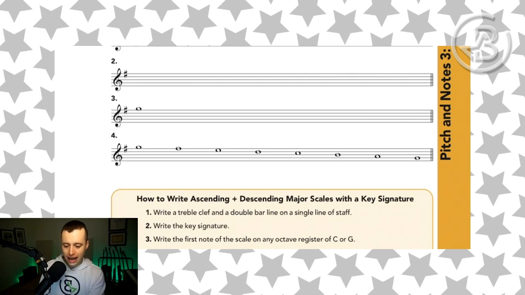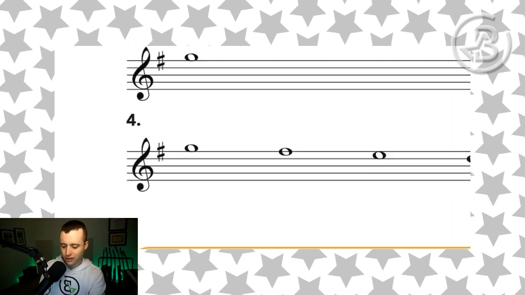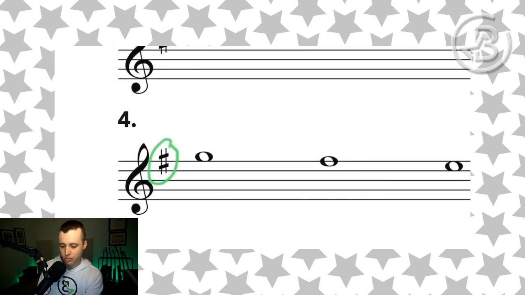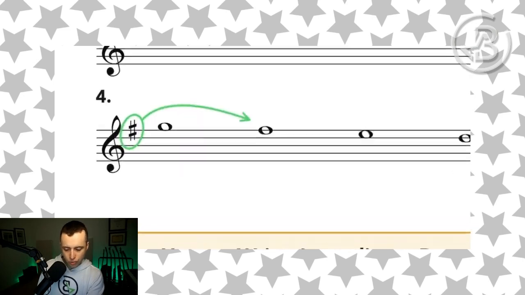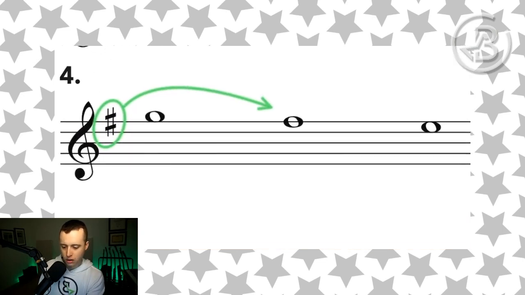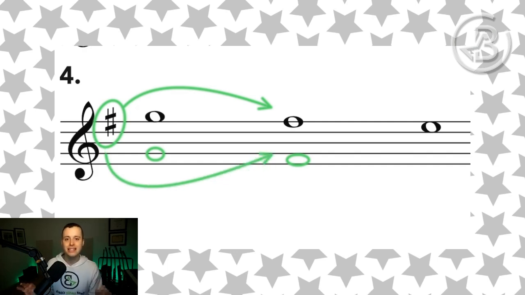You don't need to calculate and go, oh, whole, whole, half, because this sharp right here on the F line automatically makes all Fs sharp. And you could write this scale starting on G4 to F sharp 4, and you still don't need to write an accidental because this sharp makes all F notes sharp. It does not matter what octave register they're in. That sharp changes all F notes that come after it to be sharp.